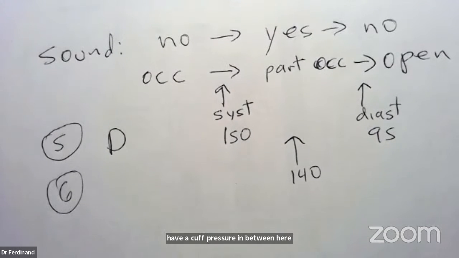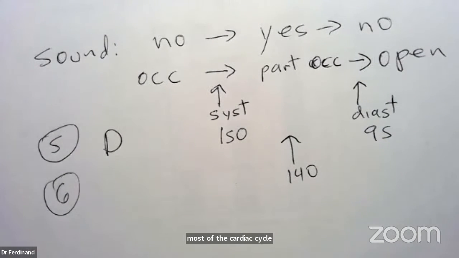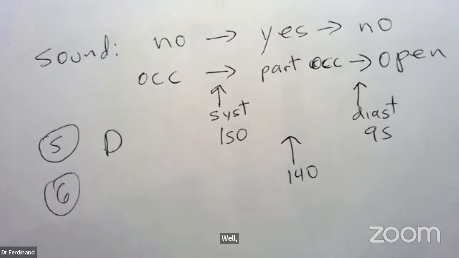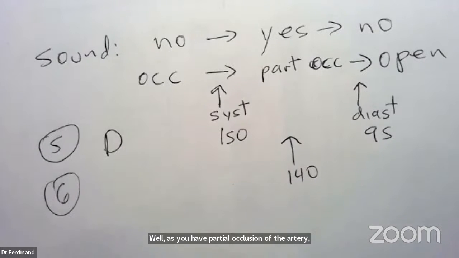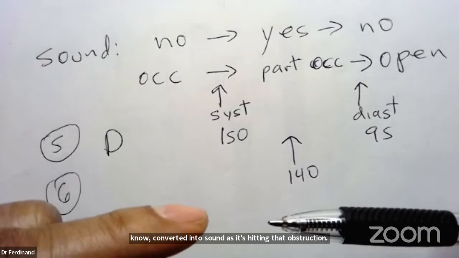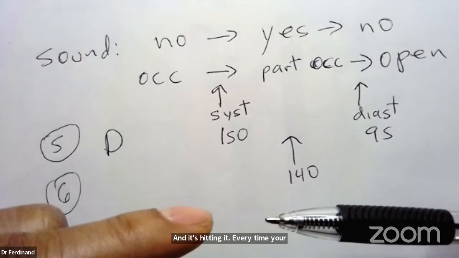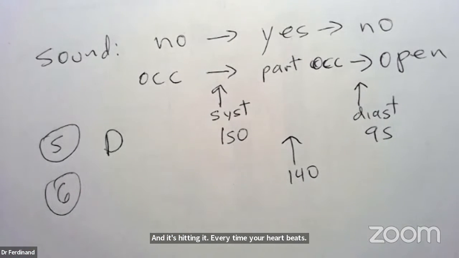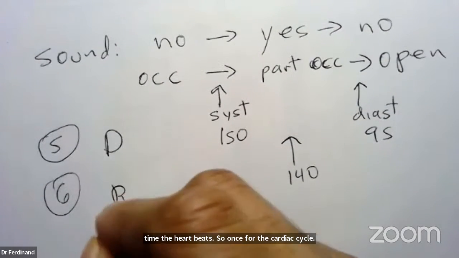So 140 millimeters of mercury. So it will be heard throughout most of the cardiac cycle. Well, as you have partial occlusion of the artery, what you're hearing is that turbulence, energy being converted into sound as it's hitting that obstruction, and it's hitting it every time your heart beats. Boom, boom, boom. And so that means it's hitting that occlusion once every time the heart beats. So once for the cardiac cycle. And that is indeed answer choice B.